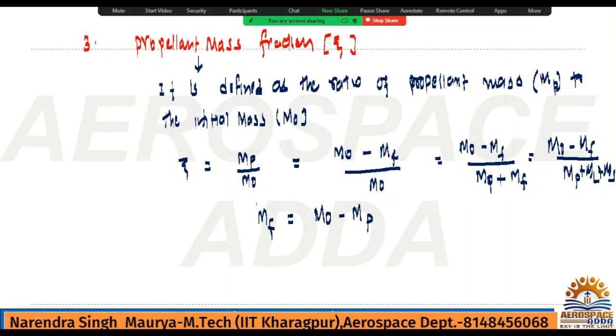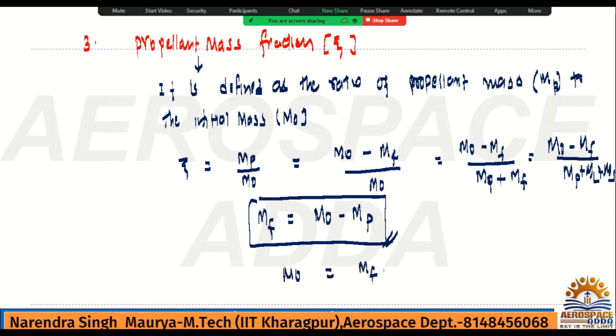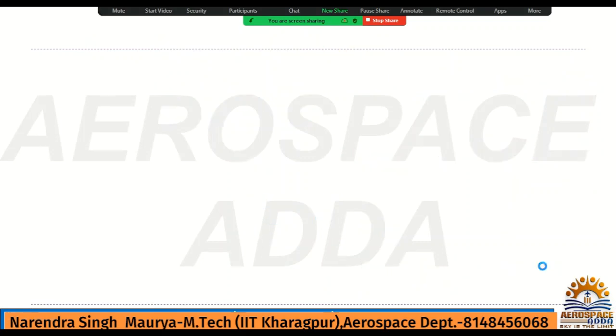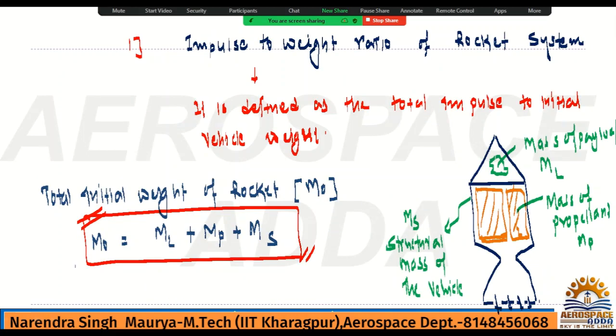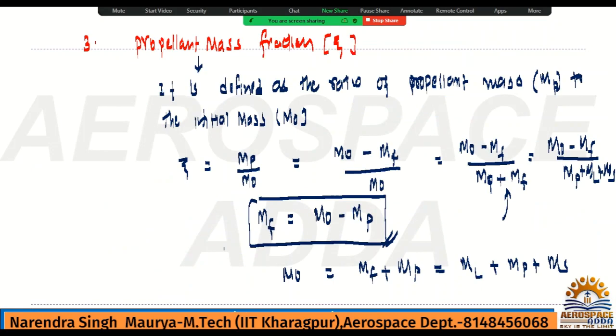So you need to remember, the final mass is always the initial mass minus the mass of the propellant. Somewhere if it is written m naught, what is the meaning of m naught? M naught is nothing but mf plus mp. This initial mass, you know very well, is also the mass of the payload plus the mass of the propellant plus the mass of the structure. At the beginning, m naught is ml plus mp plus ms. The same thing I have written here also.